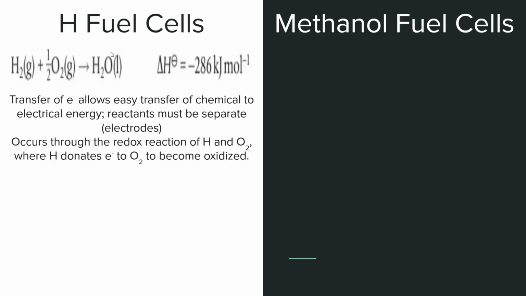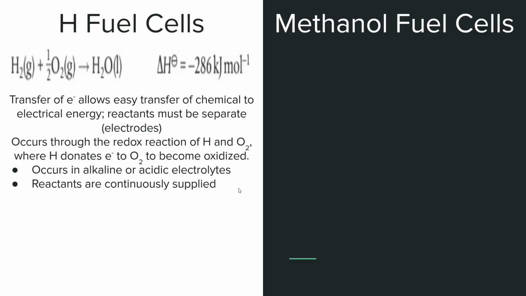So the hydrogen fuel cell occurs through the redox reaction of hydrogen, or H2, and oxygen gas, where hydrogen is going to donate its electrons to oxygen to become oxidized. Now this can occur in alkaline or acidic electrolytes.